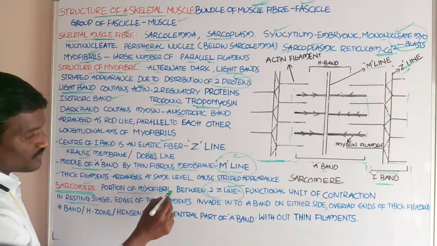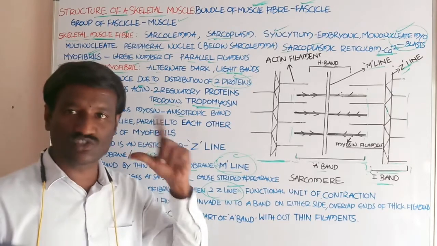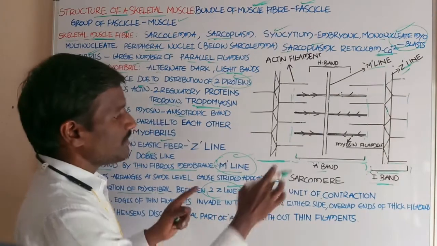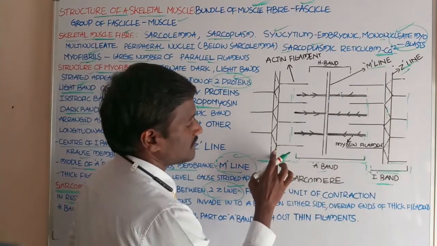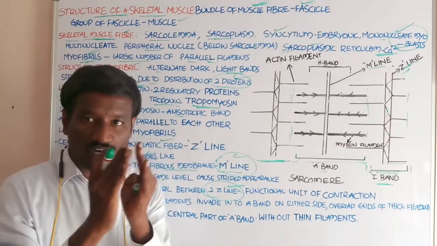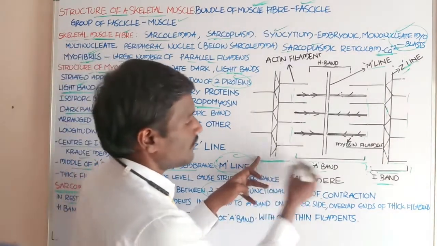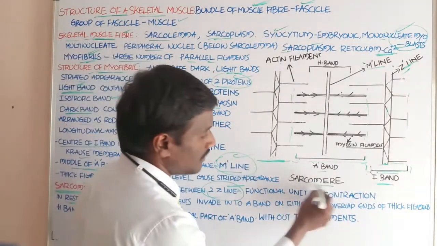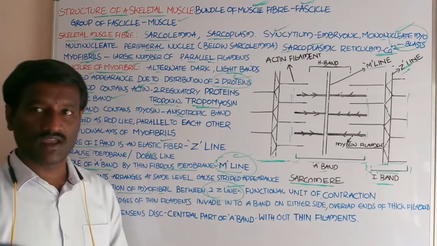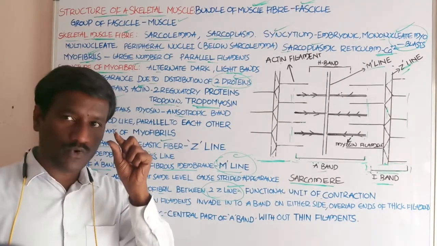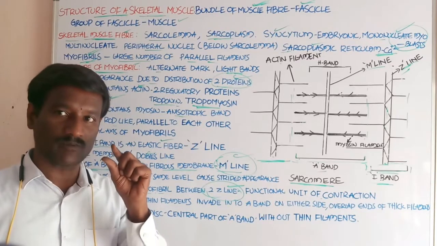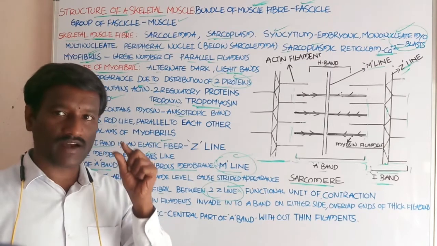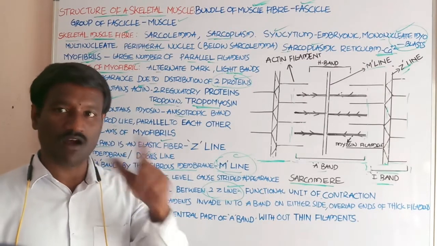The portion of the myofibril between two Z lines. This is the Z line. The portion between the two Z lines is called one sarcomere, from this region to this. That is called the sarcomere. Okay, in the myofibril, the portion between the two Z lines is called the sarcomere. This sarcomere acts as the functional unit for contraction.